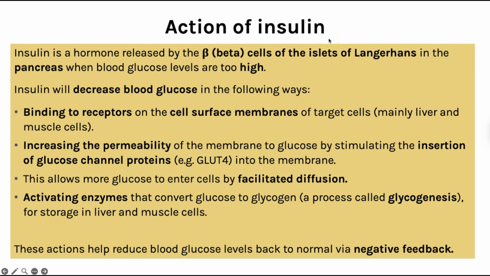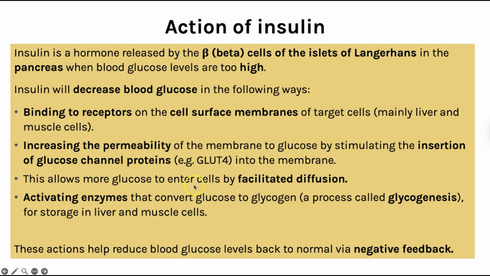So here's our action of insulin. We said that's the hormone released by the beta cells in the islets of Langerhans when blood glucose levels are too high. And insulin will then be transported in the blood. When it gets to the liver cells, it will bind to complementary shaped receptors on the cell surface membrane of those liver cells, also muscle cells. When it binds, it increases the permeability of that membrane to glucose by stimulating the insertion of more glucose channel proteins, GLUT4, into the membrane.